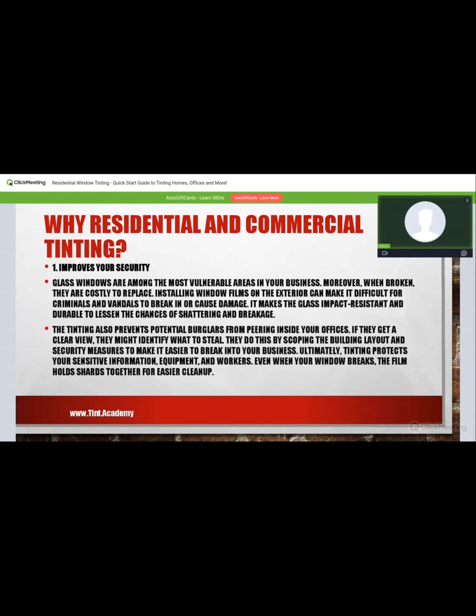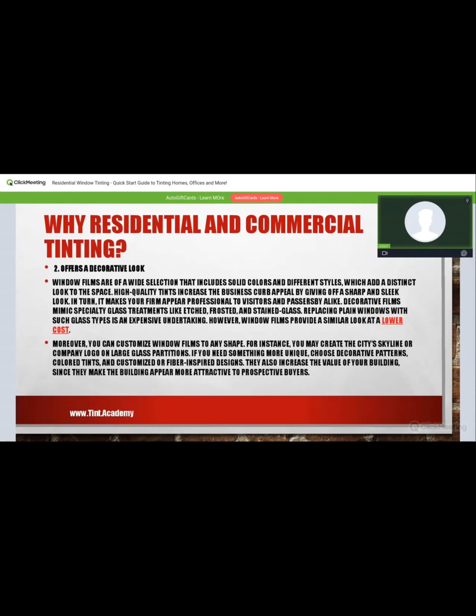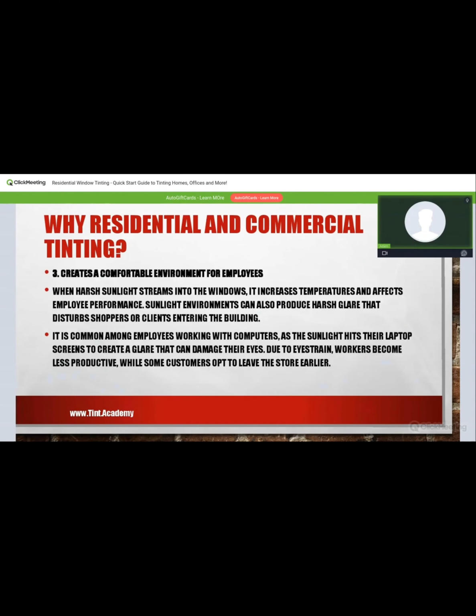Again, with cars, there are fewer break-ins with cars that have tinted windows. You just can't see what's going on in the vehicle. Homes work the exact same way. Number two, it creates a more decorative and better look. If you want to use a mirror film, a decorative film, or just a ceramic-based film on your windows, it gives the house a more modern look that you cannot get with just plain glass.